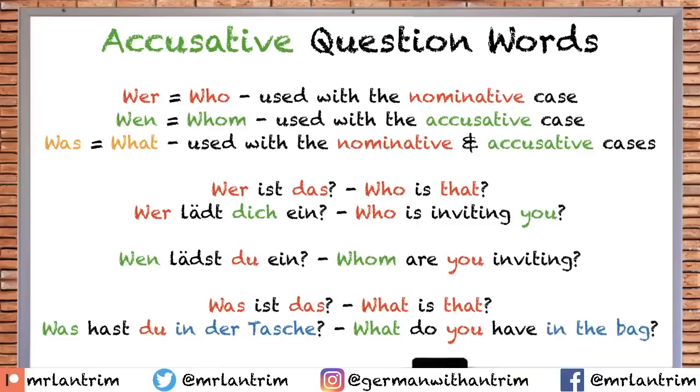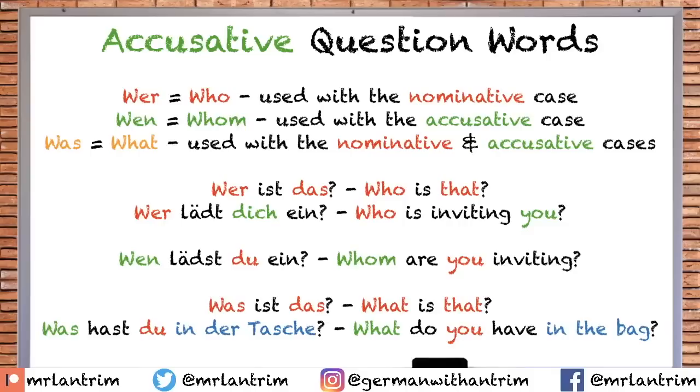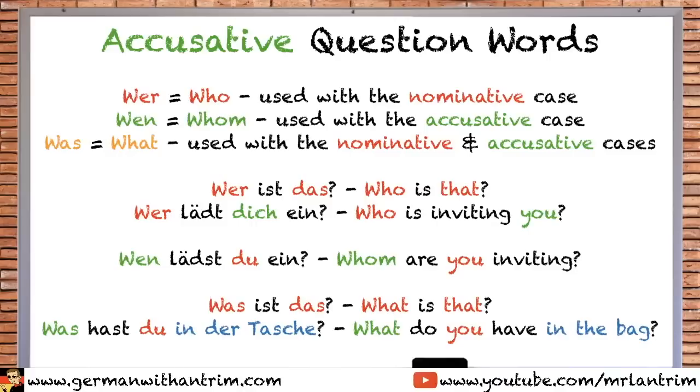There is a comment here that says wem can also be whom, and that is correct. Wem can be whom, but today's presentation is about the accusative case. Wem is the dative one, so if you're asking about the indirect object, that's a topic for a different presentation. But yes, you are correct. Wen and wem both translate as whom in English. Wen lädst du ein? Whom are you inviting?